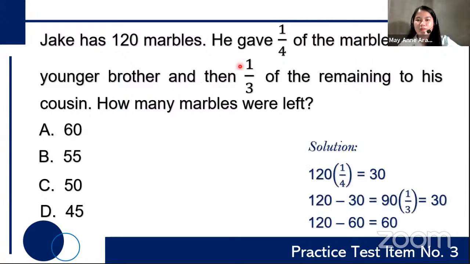Okay, so we need to analyze this problem. He gave 1/4 of the marbles to his younger brother. First, we need to get 1/4 of 120, so that is 30. Then 1/3 of the remaining. We subtract 30 from 120, that is 90, and that's the time na imu-multiply natin siya by 1/3. 1/3 of 90 is also 30. So just add 30 plus 30 is 60, and subtract from 120. The answer is also 60.